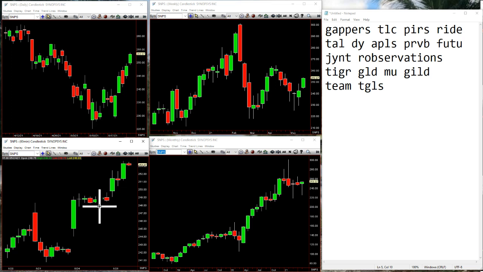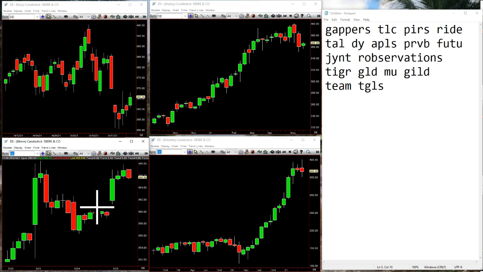If we go to John Deere, and John Deere, just inside day up, hasn't gotten out of this mother bar yet. Handily an inside week, so we'd be aware of that. The outside month, so that's triangle, so he stalls out a little bit here because it can't get out of here, so we'll see if that sets up again or not.